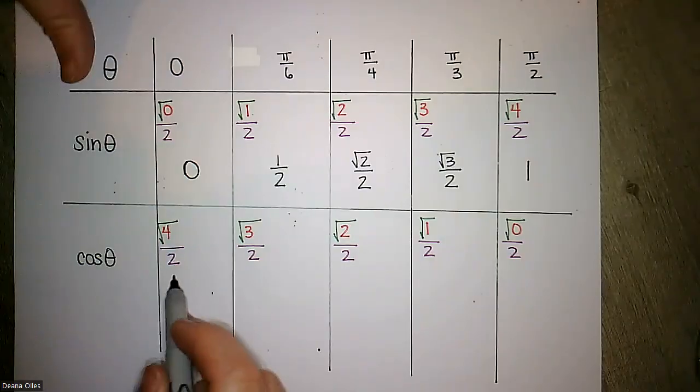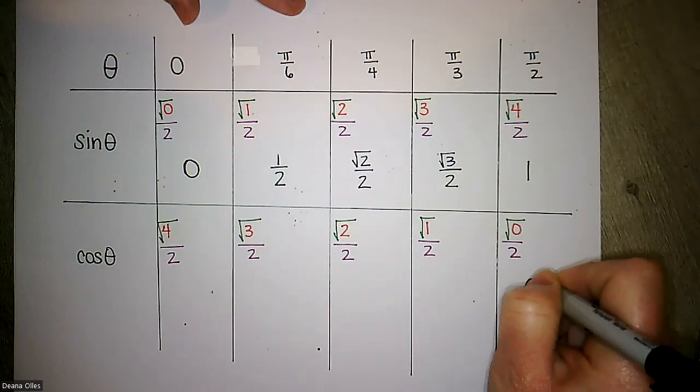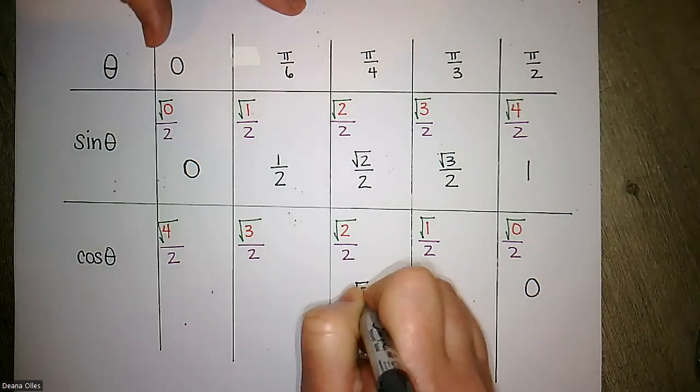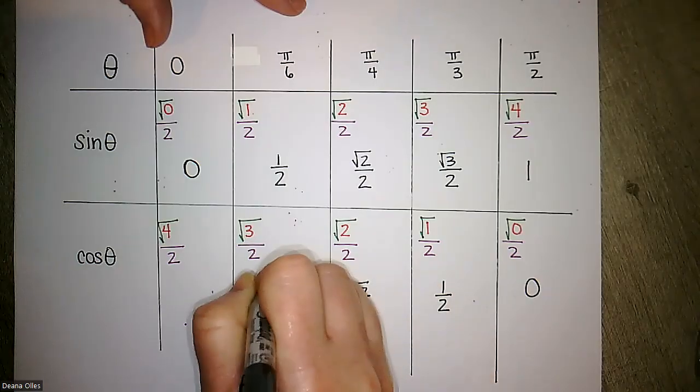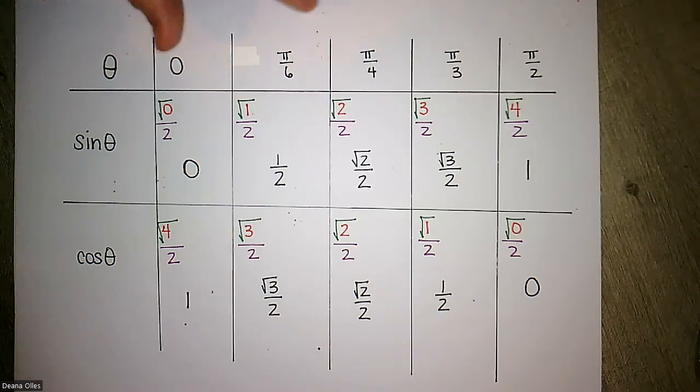And then basically, because I wrote this in the opposite order, that's exactly what happens down here in the opposite order. 0 over 2, 1 over 2, radical 2 over 2, radical 3 over 2, and 2 over 2, which is 1. So let's go check that against our unit circle real quickly.